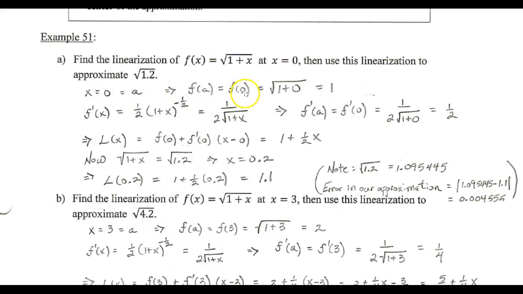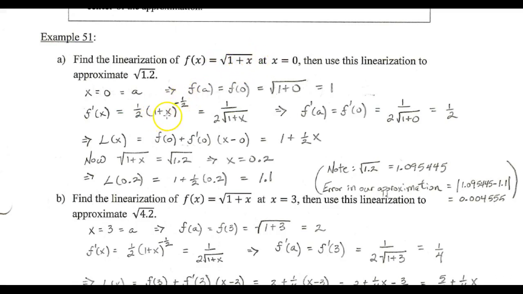So f of a is simply plugging in 0 into the function, which is just the square root of 1 plus 0, or 1. So then I need f prime of x, so I can figure out what f prime of a is, f prime of 0 in this case. So I need f prime of x. To take the derivative of the square root of 1 plus x, I have to realize that that's 1 plus x to the 1/2 power, then use the chain rule.